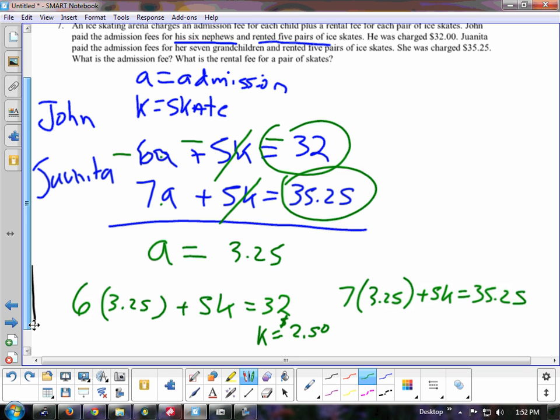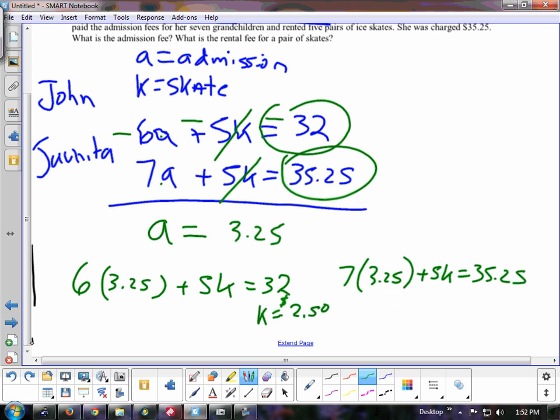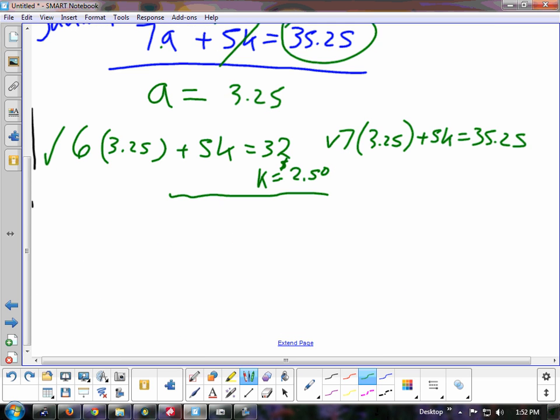And of course, you have to write your answer out in a complete sentence, and you have to check your work. Actually, your check would be right here. These should both come out to be the same. And then write out your answer in a complete sentence to get the full credit for the question.